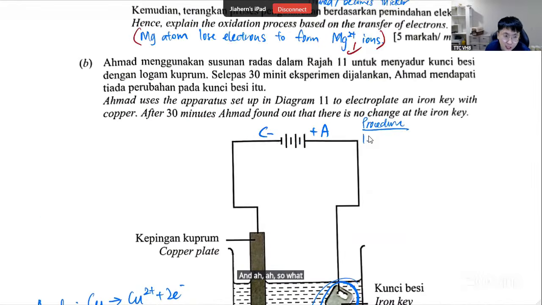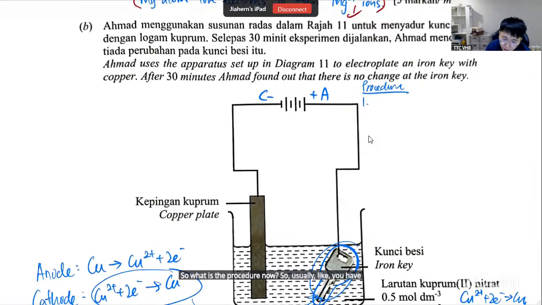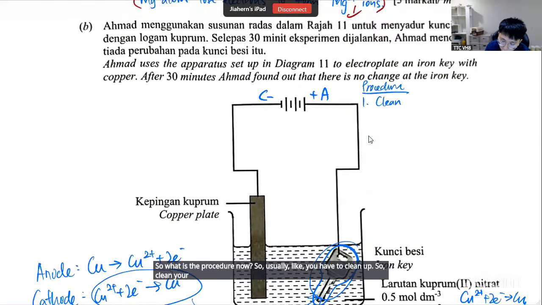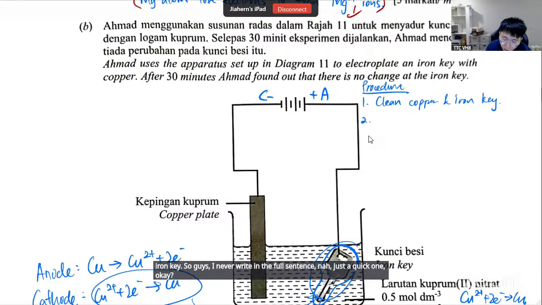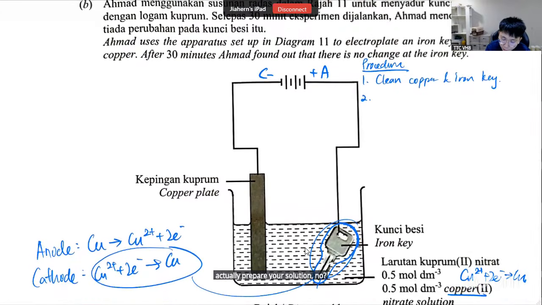And so what is the procedure then? Usually you have to clean. Clean your copper and iron key. I never write in full sentences, just quick notes, okay? Number 2, after you clean, you prepare your solution. For example, measure 50 cm3 of 0.5 mol per dm3 copper sulfate, CuSO4, solution, and pour into a beaker and so on.